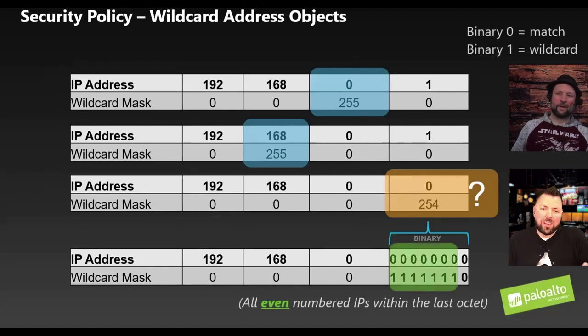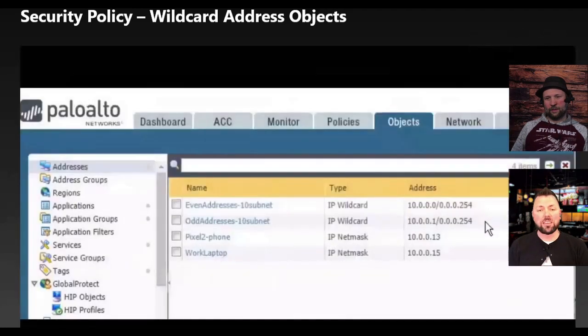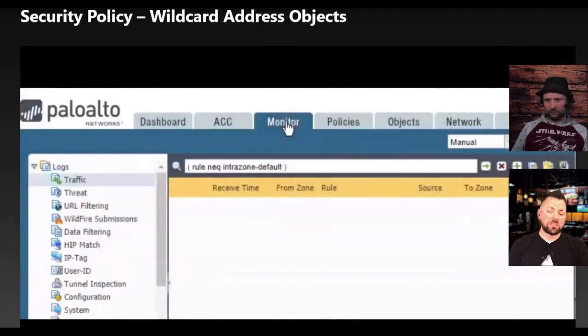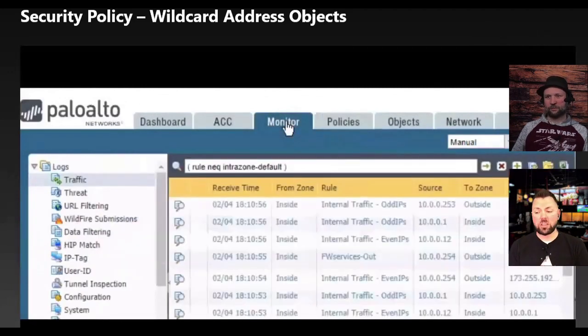Now, this is a fun example that kind of flexes your subnetting skill sets a little bit, at least your binary to decimal conversion capabilities. But I've done this, actually. I've created these objects, 2 of them, one that references the even numbers and one that references the odd numbers, and I've matched them in security rules.